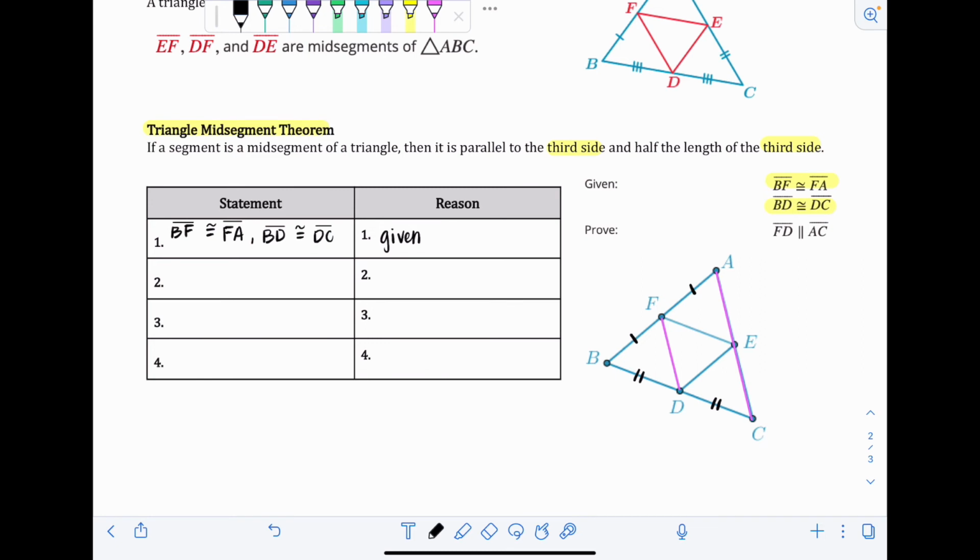And then next for number 2, because we know that those pairs of sides are congruent, it's safe to say that the points that separate them are midpoints. So we know that BF and FA are the same length. That means this point in the middle is a midpoint. So we can say F is the midpoint of segment BA.